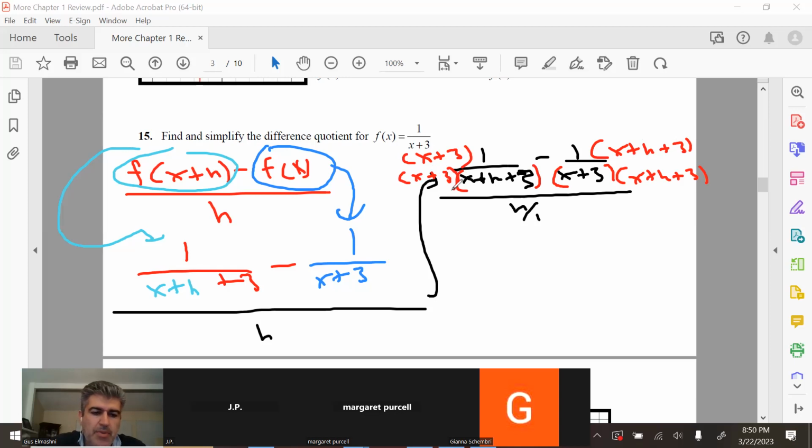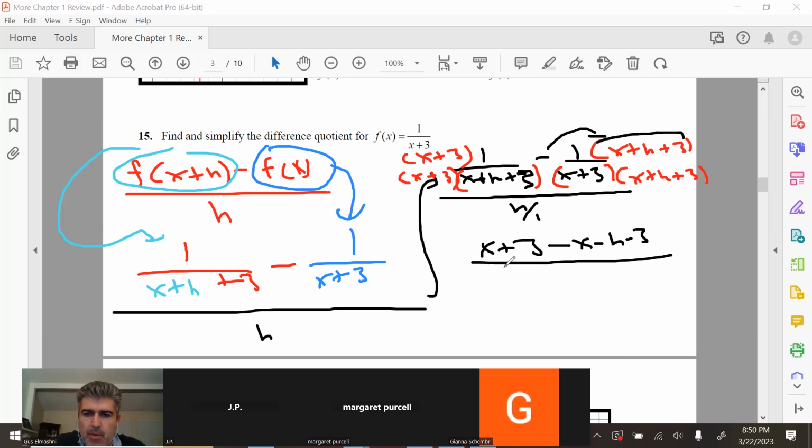So that's just the least common denominator stuff, which I know you guys have done in algebra 2. But again, I'm not going to give you this, because we're going to talk more about rational functions in the next unit. So I'm going to give you something simple, like x squared plus x. But if you clean it up, it's not too bad. You should get x plus 3 for the first fraction, and then negative x, negative h, and negative 3, because I have to distribute that negative into all that junk. And the denominator, of course, is x plus 3 times x plus h plus 3, because that's your LCD. And the whole thing is over h, or h over 1.